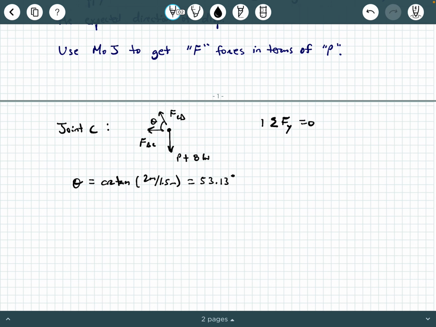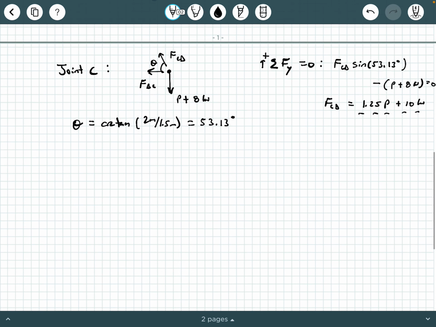And so here, it's just method of joints. Sum of the forces in the y direction equals 0, and I'm going to say FCD times the sine of 53.13 degrees minus the quantity P plus 8 kilonewtons equals 0. I do a little bit of rearranging and I get FCD equals 1.25 P plus 10 kilonewtons, okay? So that's our first capital F force in terms of P.